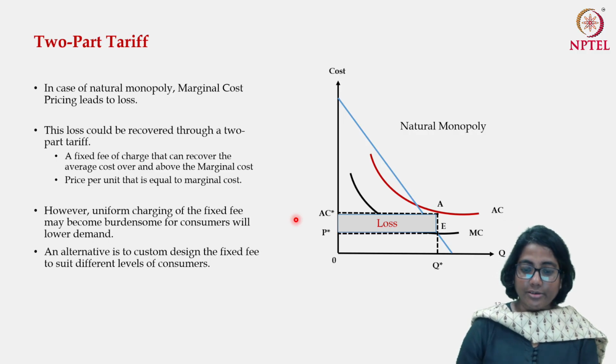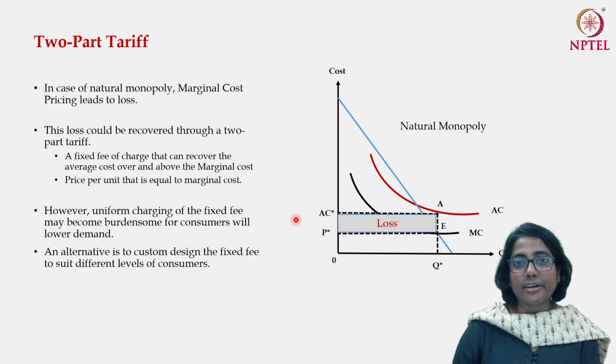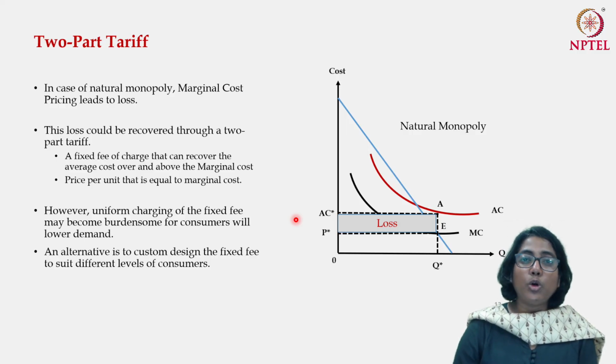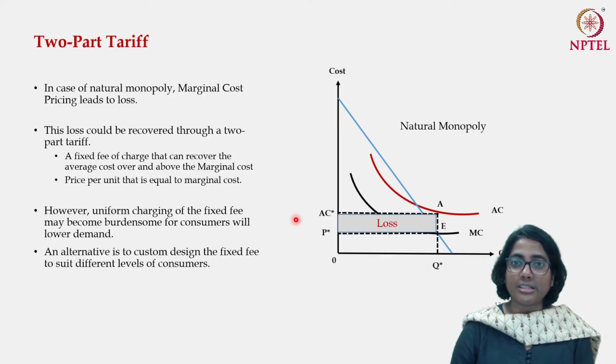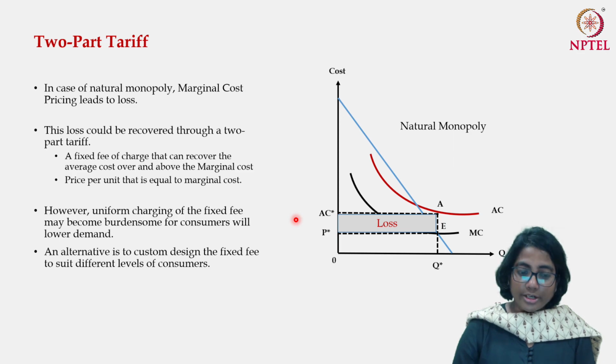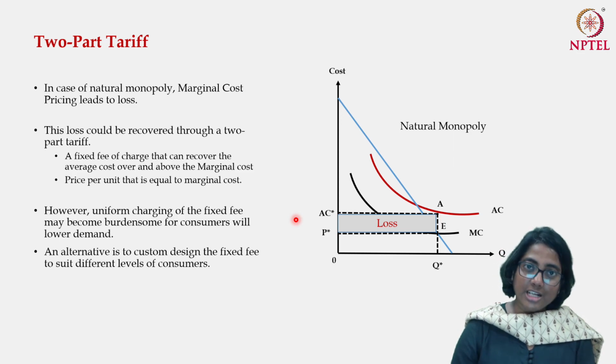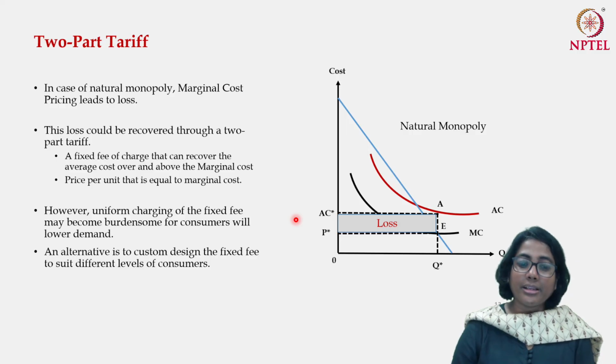Now think about electricity. In the case of electricity, if everybody has to pay a certain fixed cost, then for some people who are very low-end consumers of electricity, using only a few units, it will be too burdensome. So the alternative that is suggested is that you custom design the fixed fee. You charge everybody the marginal cost, but the fixed fee should be custom designed.